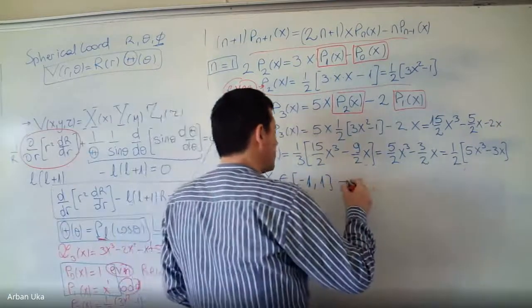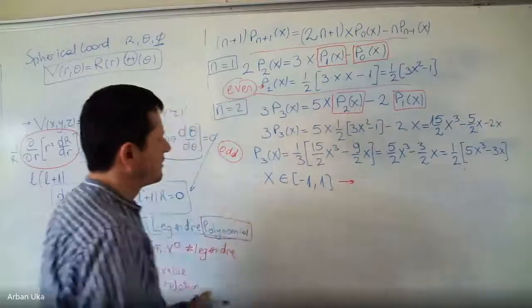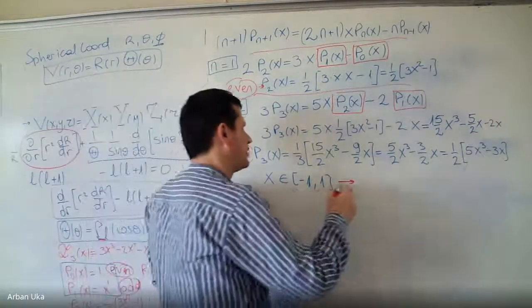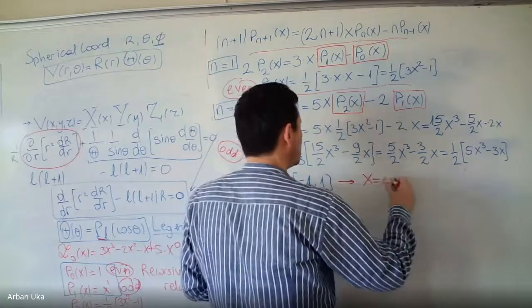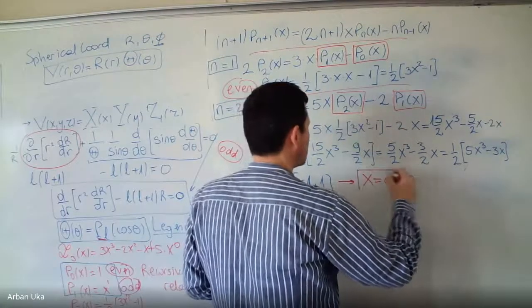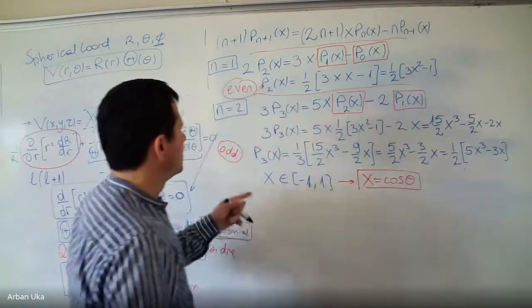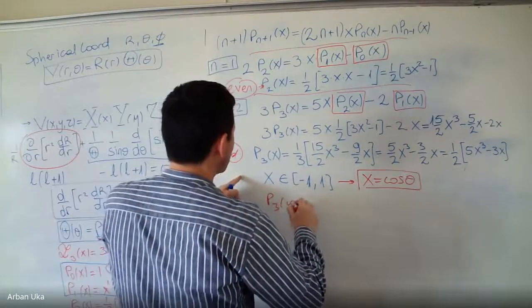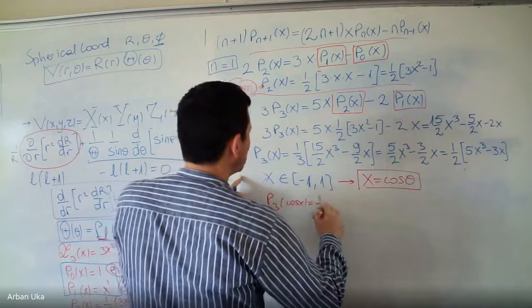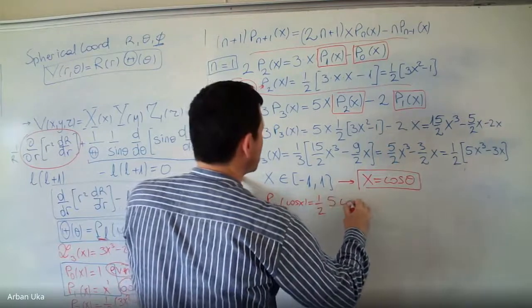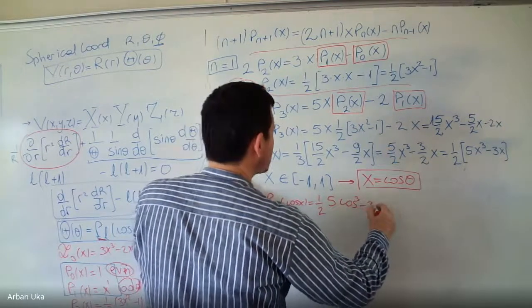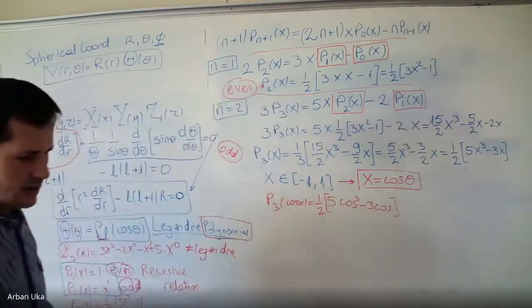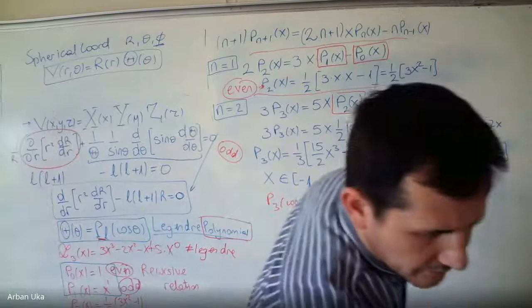And another aspect, so the solutions for the spherical coordinate system. In these polynomials, we will have that x is equal to cosine theta. Okay, which means that this polynomial P3 of cosine theta is going to be equal to 1 over 2 times 5 cosine to the power 3 minus 3 cosine. That's it. Okay, so this is how they are going to look like.